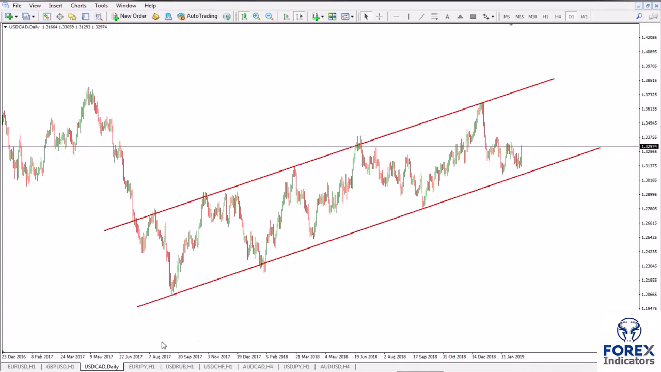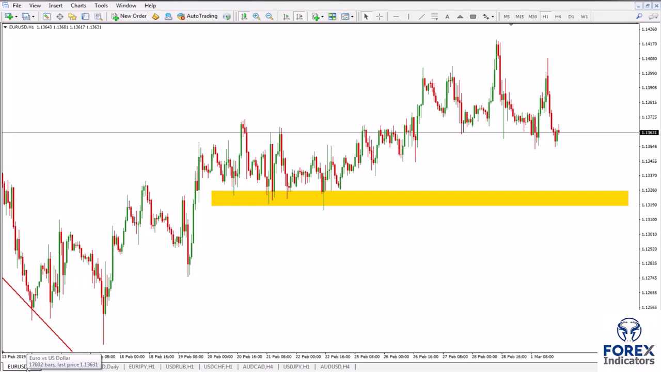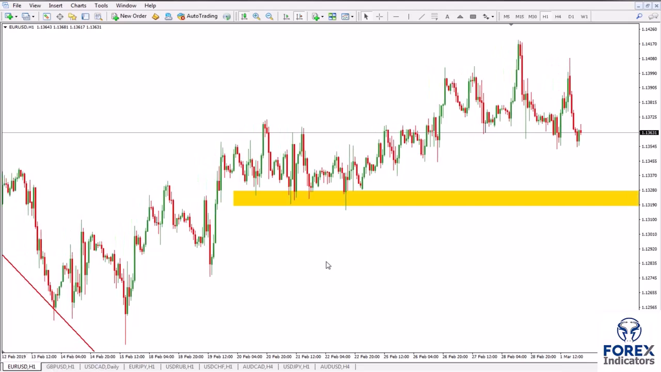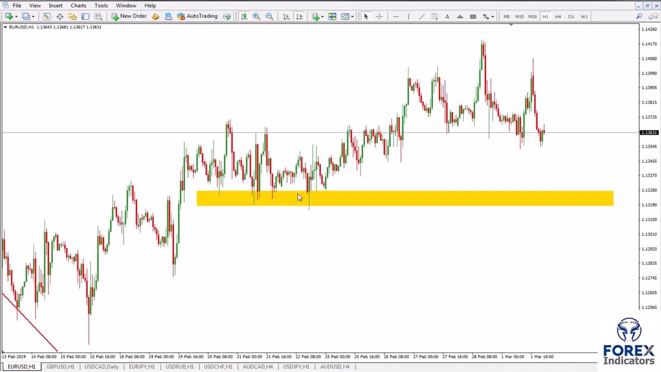Okay, let's repeat. What is a support zone? A support zone is a certain zone, not a line, not a point, not a certain level, but a zone below the current price from which we expect the price to bounce and continue the movement in the original direction. We can identify it in several ways, but the basic way is to look at the chart and mark the zones that price recognizes as important. If that zone is below the current price, we can mark it and say it's the support zone.